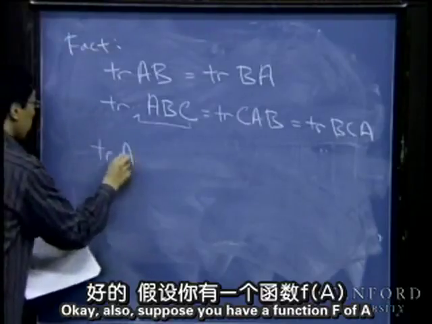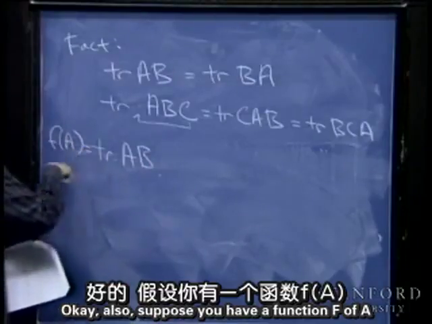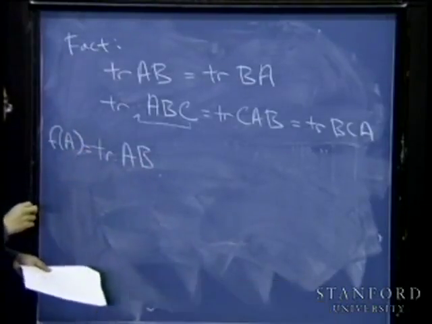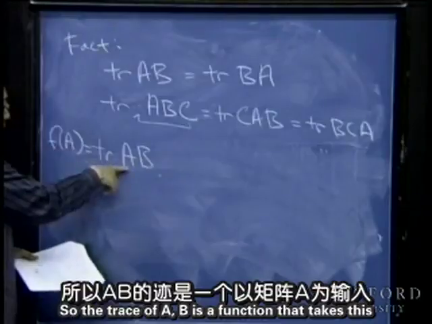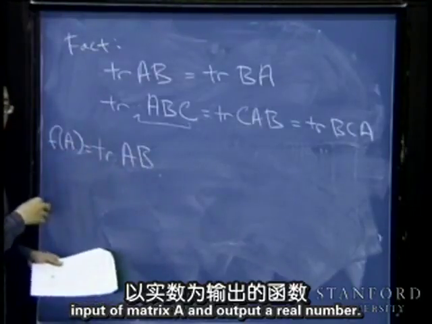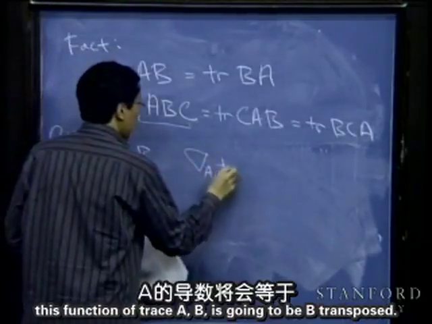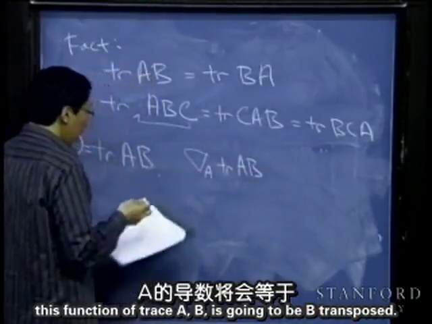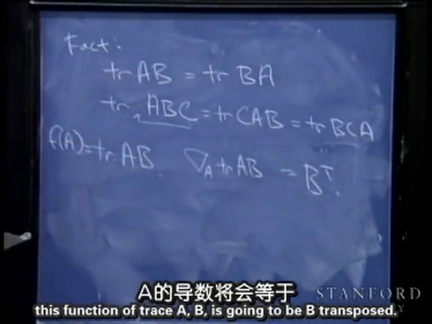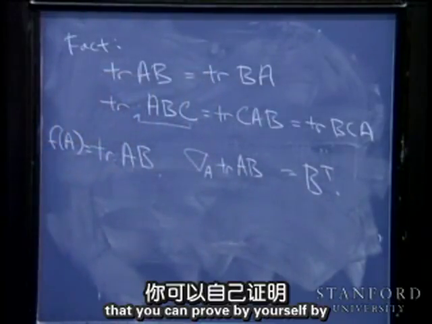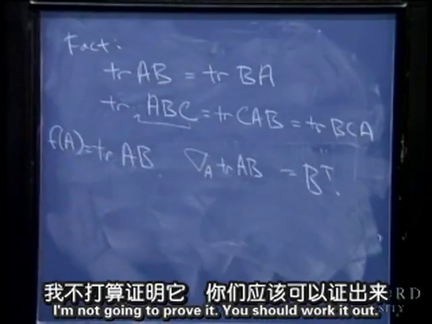Also, suppose you have a function f of A, which is defined as the trace of AB. Right, the trace is a real number, so this is a function that takes its input in matrix A and outputs a real number. Then the derivative with respect to the matrix A of this function, trace AB, is going to be B transpose. And this is just another fact that you can prove by yourself by going back and referring to the definitions of traces and matrix derivatives. But I'm not going to prove this. You should really work it out.